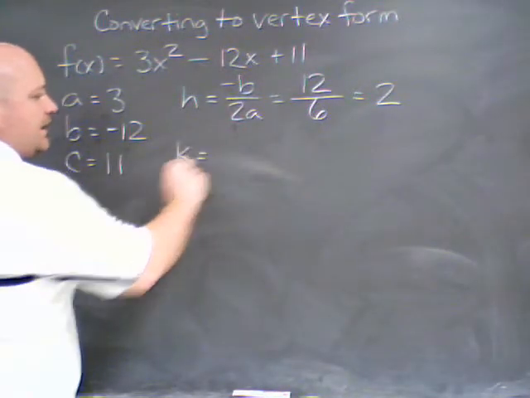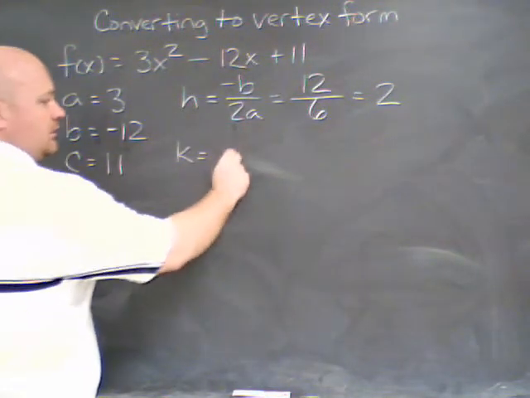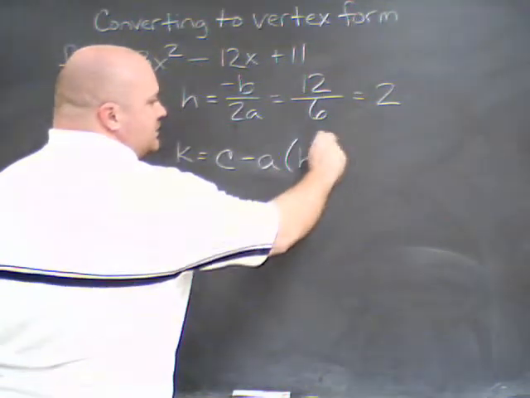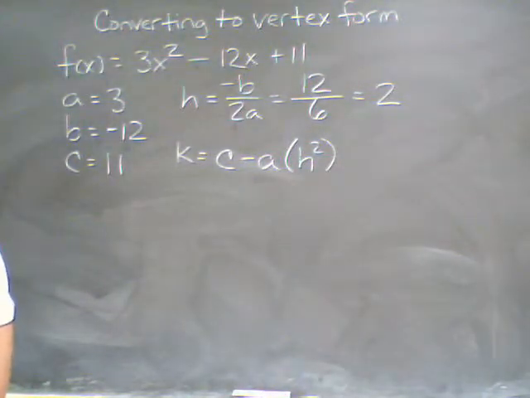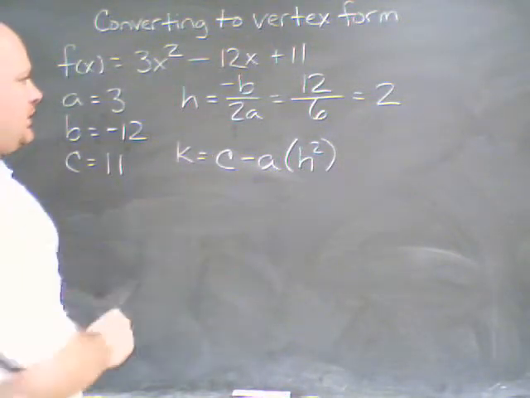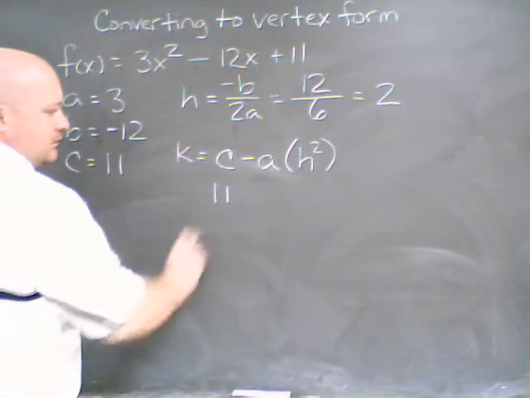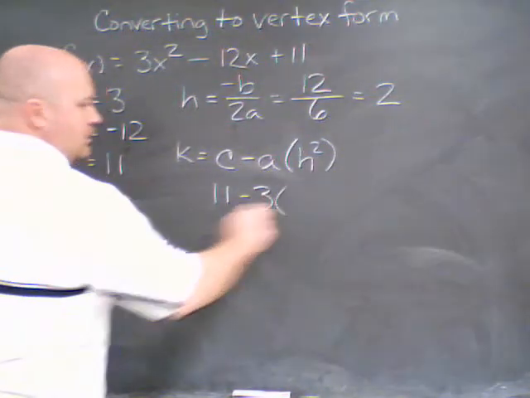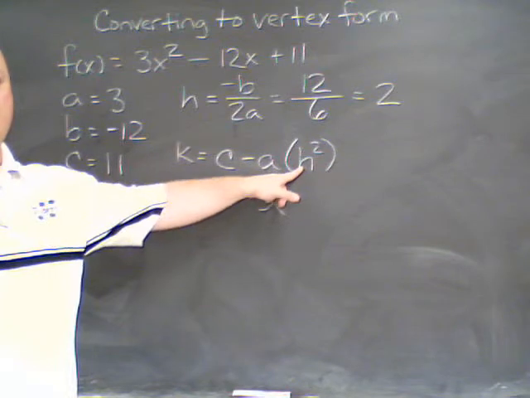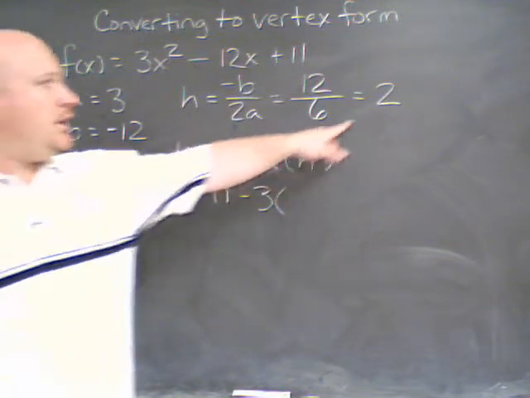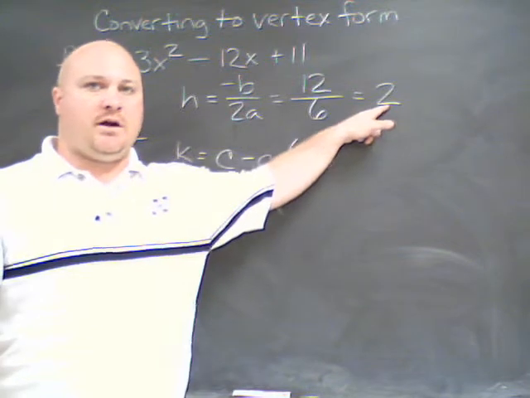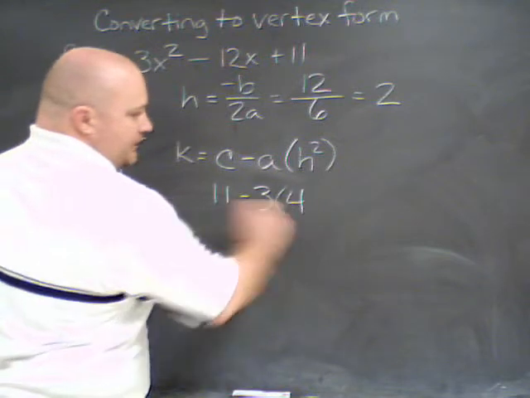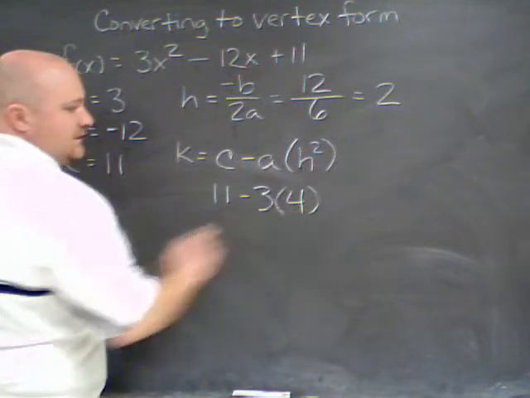Now I'm going to find K using the formula C minus A times H squared. So I'm going to just plug in first. C is going to be 11. A is still 3. Now H squared I'm going to get from my previous formula. H I got to be 2, so I'm going to go ahead and square that, and it's going to be 4. So I'm going to plug in 4 right here. I'm going to close my parentheses.